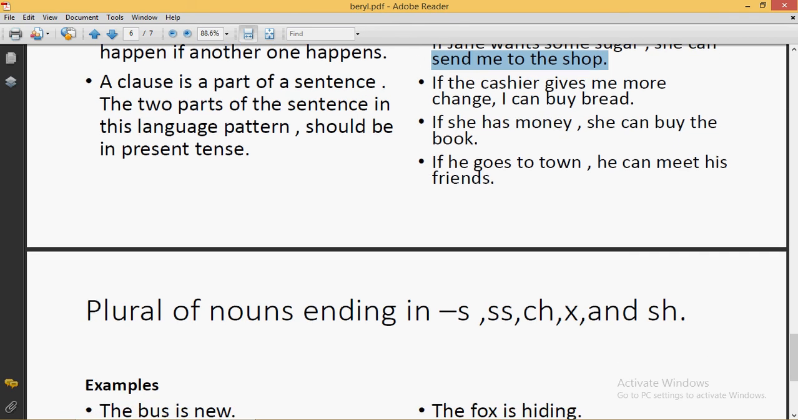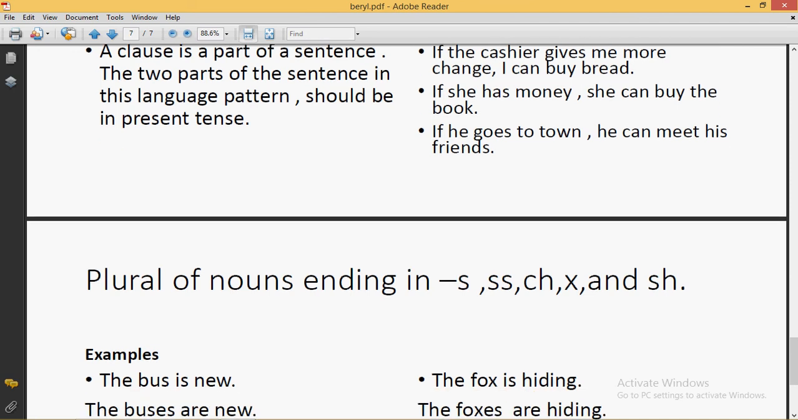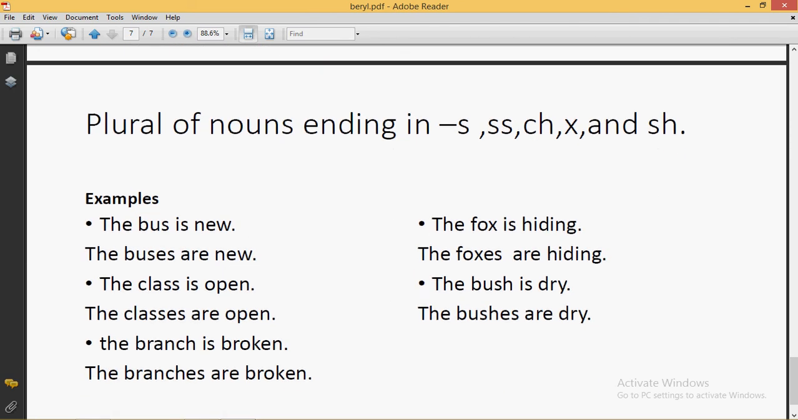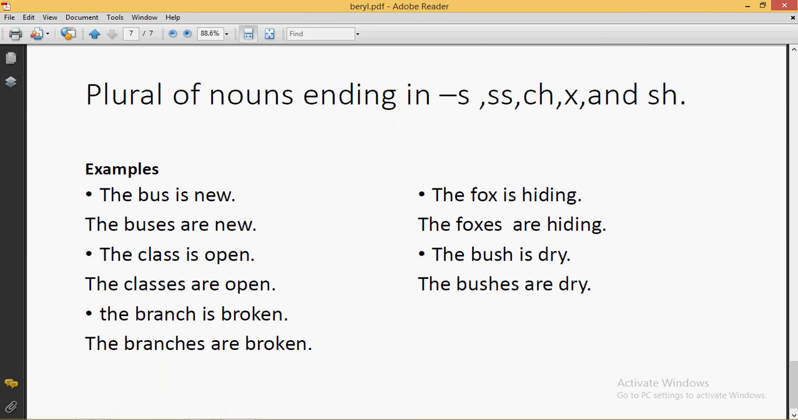If he goes to the town, he can meet his friends. So let's say, for example, he is at home. So when he is at home, the friends are in town. So if he goes to town, then he will meet the friends. But if he stays home, then there is no way he can meet his friends.